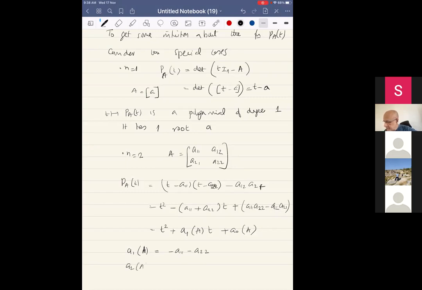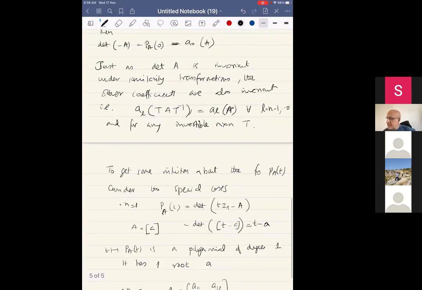And a2(A)? Shakti, what is a2(A)? 1. Sorry? 1. Yeah, sorry. What is a0(A)? So a11 a22 minus a12 a21. And do you recognize this as something? Determinant of minus A, which is the same as determinant of A. So this is determinant of A times minus 1 to the power of 2, so this is 1.